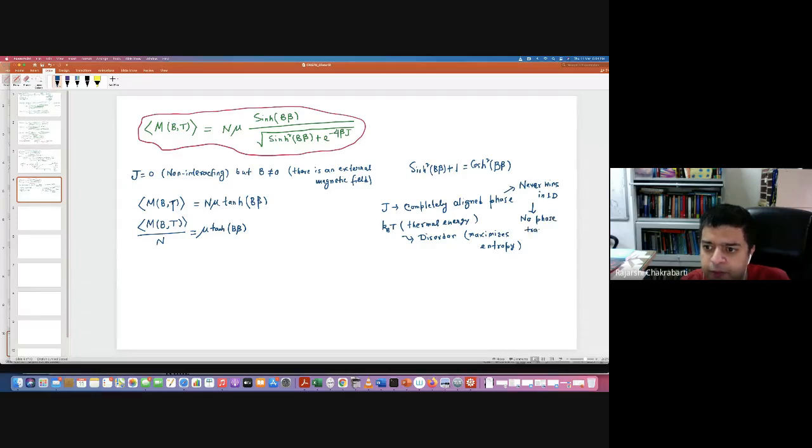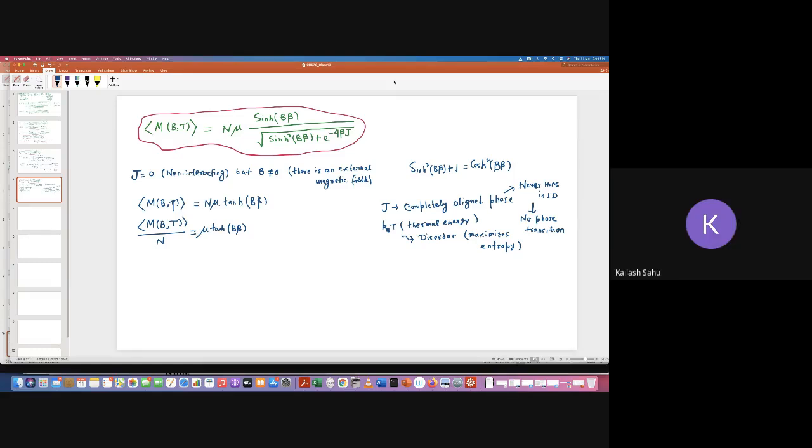Even if you make your J very, very high, large, even with that, you'll never get a ferromagnetic phase. Is this clear? With 1D Ising model. With 1D Ising model. Is this clear? Yes, sir.